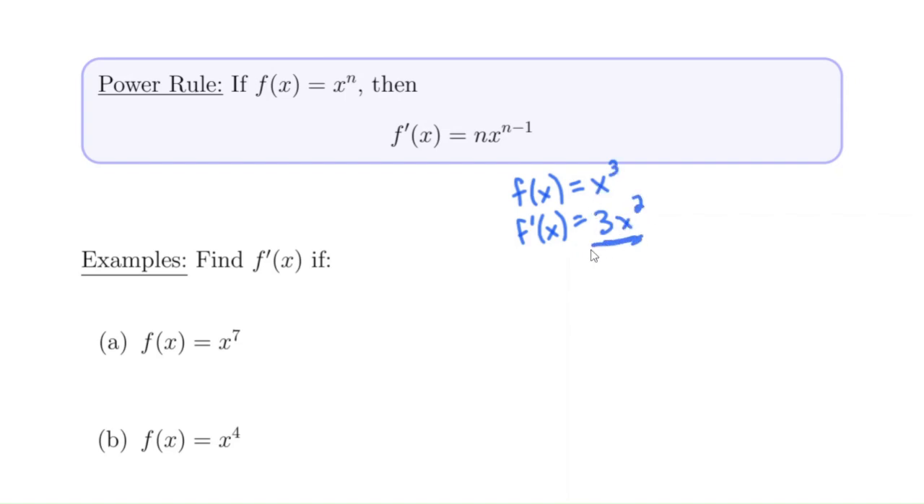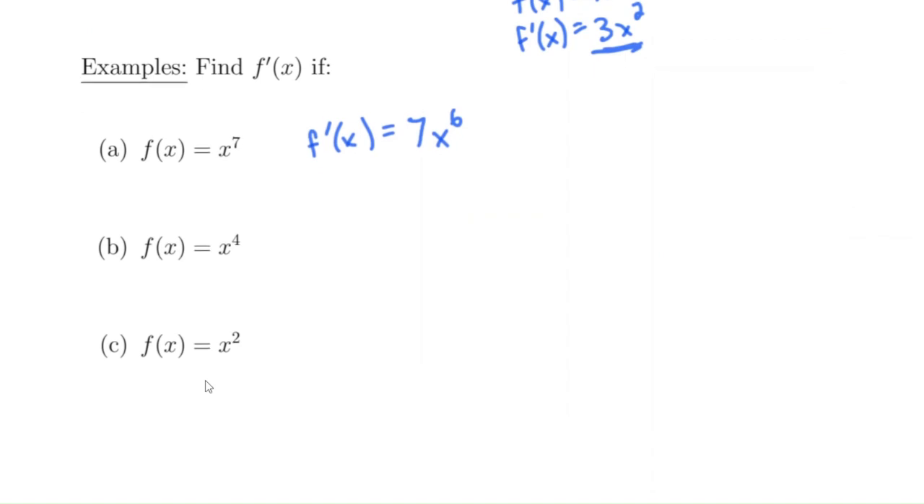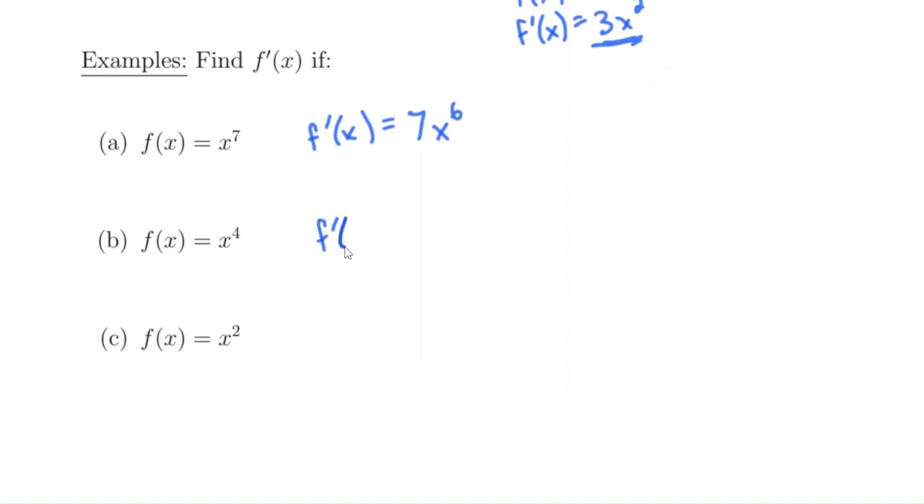Notice how quick that was. Notice how much simpler that was than trying to do limit as h approaches 0, blah, blah, blah. Okay, so let's do some more examples. Find f prime of x if f of x is x to the 7th power. Well, here n is 7. What is f prime of x? Well, f prime of x is going to be 7x to the 6th. Right? 7x to the 7 minus 1, 7x to the 6th. Okay, what's the derivative of x to the 4th power? Well, according to the power rule, the derivative of x to the 4th is going to be 4x cubed. Okay, what's the derivative of x squared?